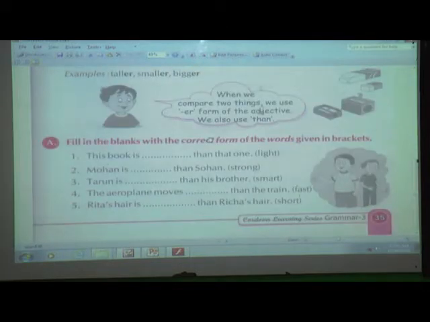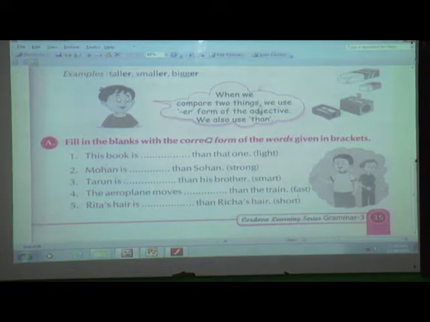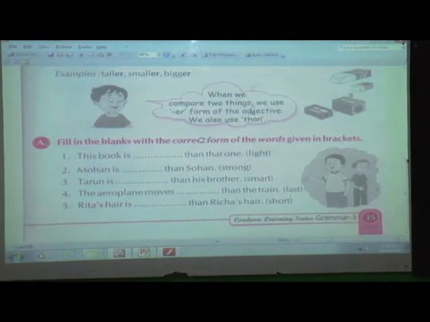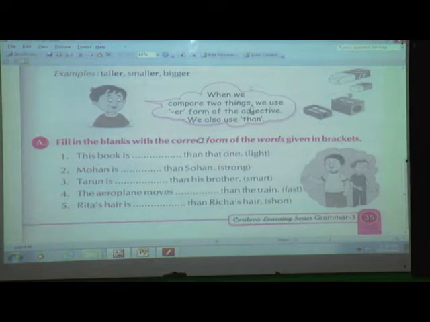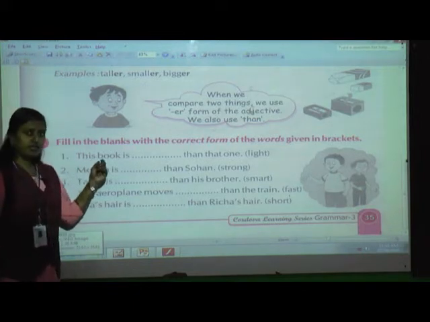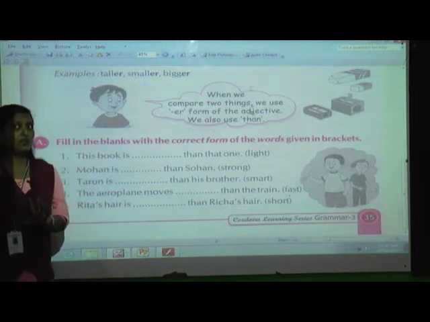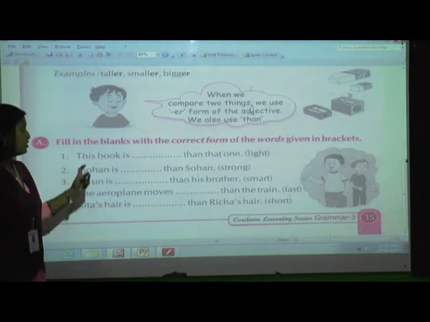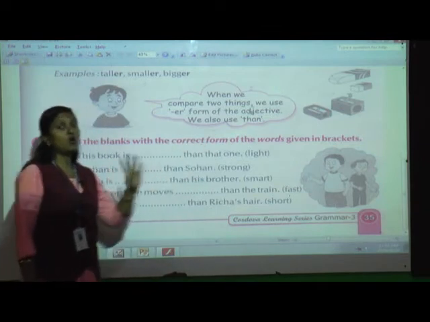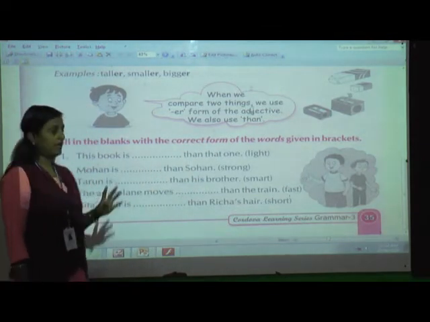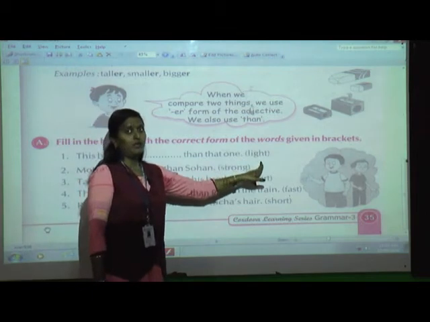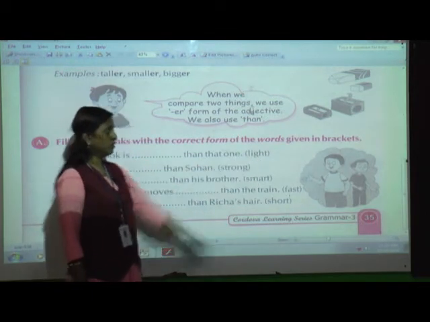Are you ready, students, with your pencil, eraser? I hope that everyone has a pencil in hand and has understood whatever I have taught you. What is exercise A? Exercise A. Fill in the blanks with the correct form of the words given in the brackets. Now, when we read the sentence, the first thing we have learned is when we compare two things. So when we read the sentence, you will come to know how many things we have compared, and according to that you have to add est or er to the original form of the adjective.